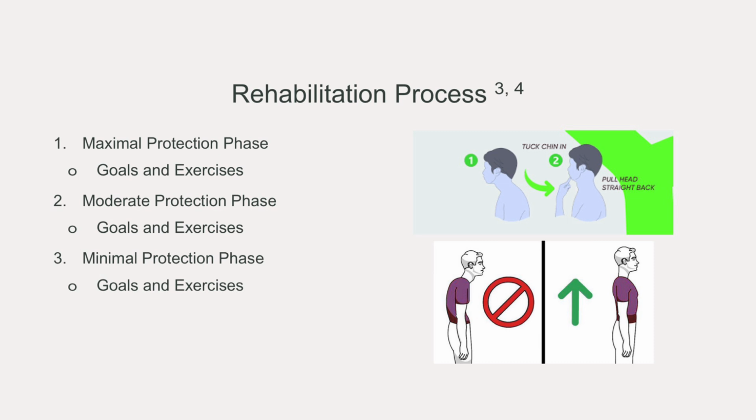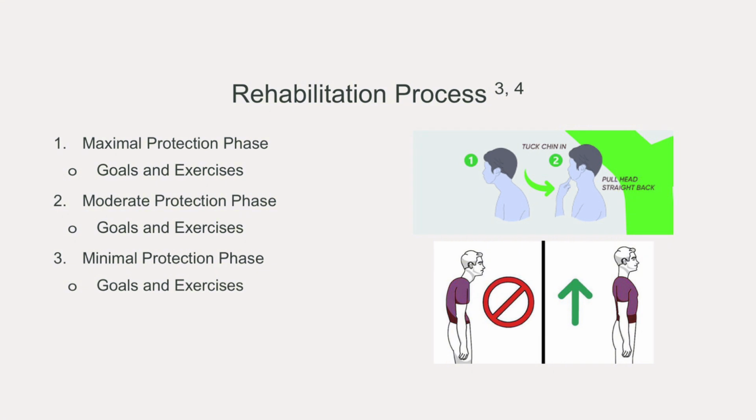The goals for the maximal protection phase include reducing pain, performing very light pain-free passive range of motion of the cervical spine, isometric strengthening, as well as postural retraining. Exercises in this phase include self-mobilizations of the cervical spine, isometric holds, maybe using something like a band or a towel, and sitting and standing postural exercises. And keeping in mind in this phase, you have to limit active head movements, just doing passive movements the whole time.